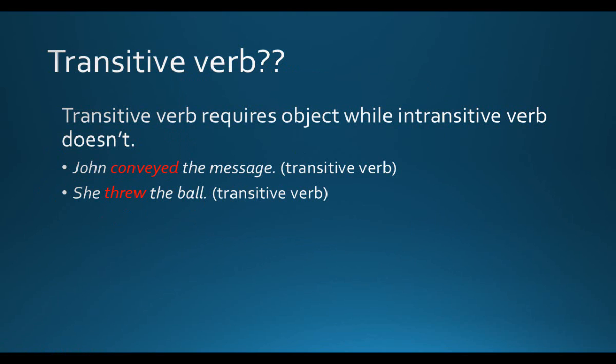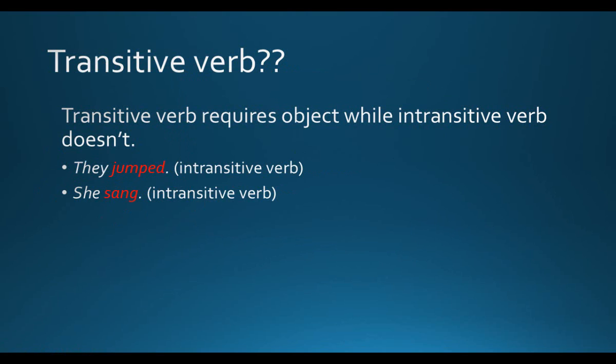Okay. Similarly, if we talk about intransitive verbs, an intransitive verb does not require an object. As we can see in these examples, "They jumped." We don't mention an object here. Similarly, "She sang." What she sang, we didn't mention there, because "sing" is an intransitive verb. Okay. So that was the whole concept of transitive verbs and intransitive verbs.